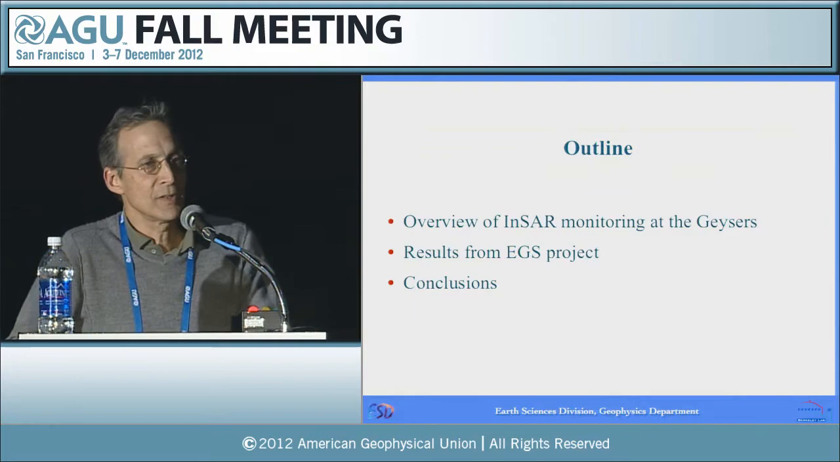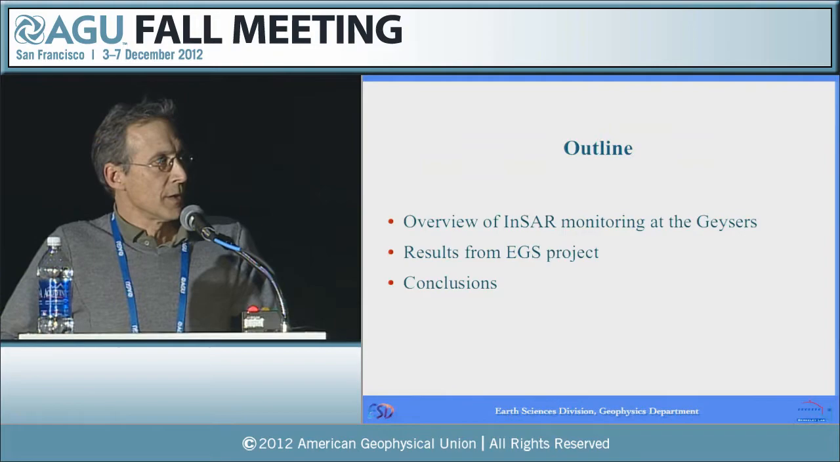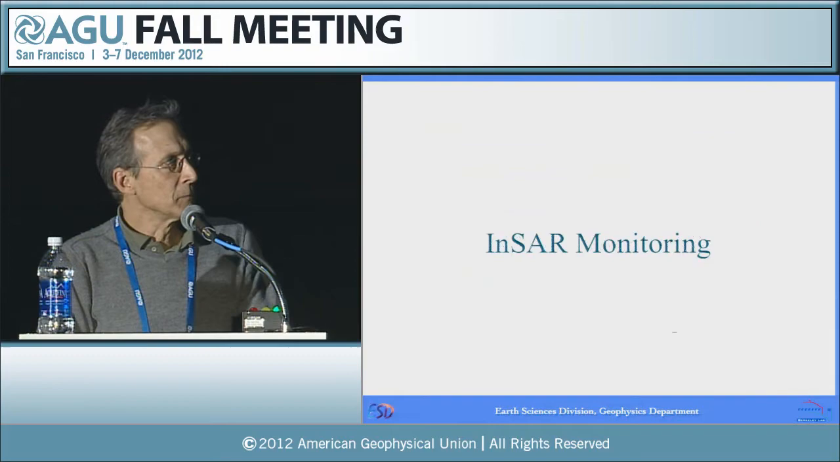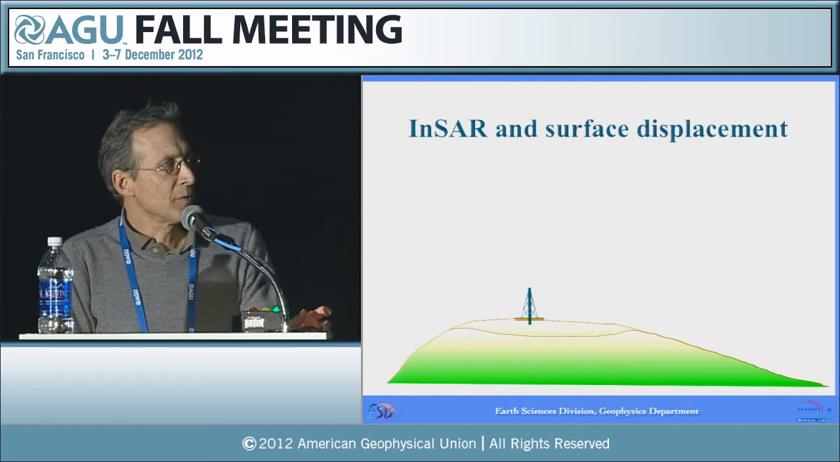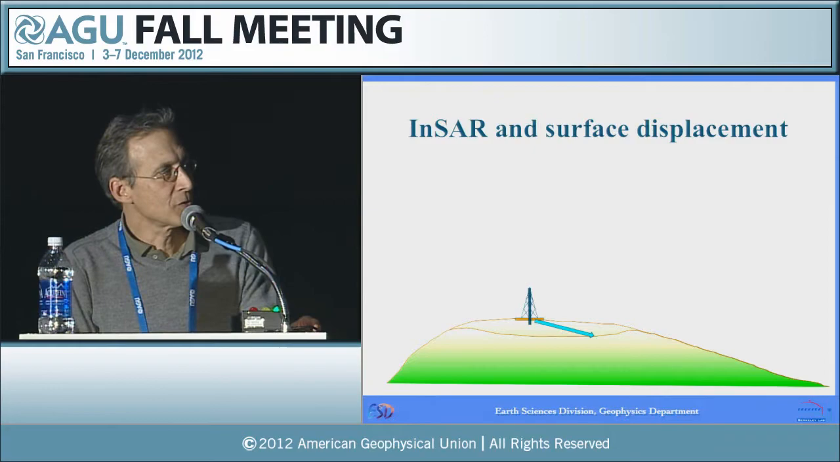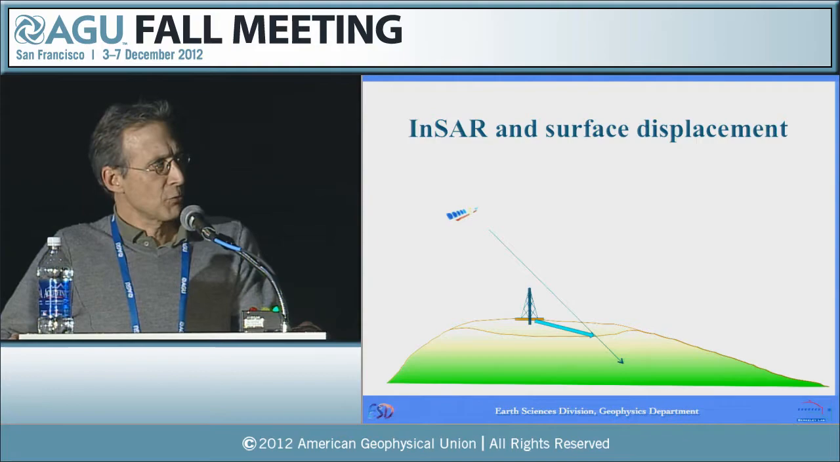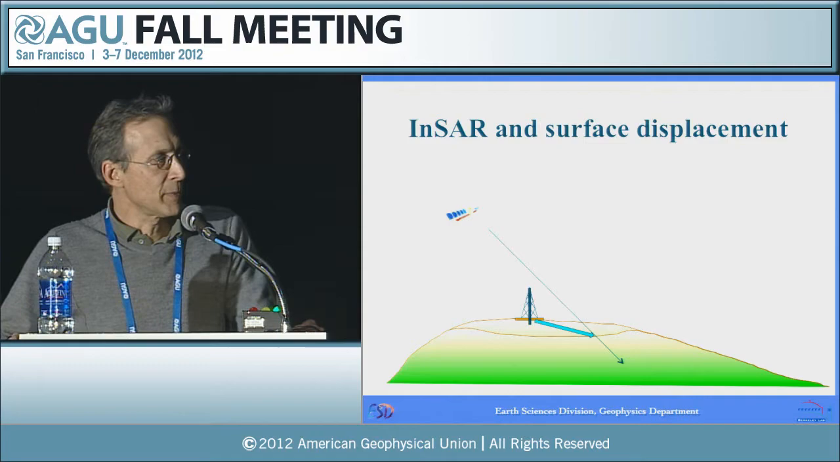Okay, in this talk, I'm going to give an overview of InSAR monitoring at the Geysers that we've done, and then I'm going to talk about the results from the enhanced geothermal systems project that we looked at, and then I'll end with the conclusions. Okay, typically, the surface of the Earth will deform, and you'll get a three-dimensional displacement vector. What we do with InSAR monitoring is a space-borne technique in which a microwave or radar wave is sent down to the Earth and reflected or backscattered back.